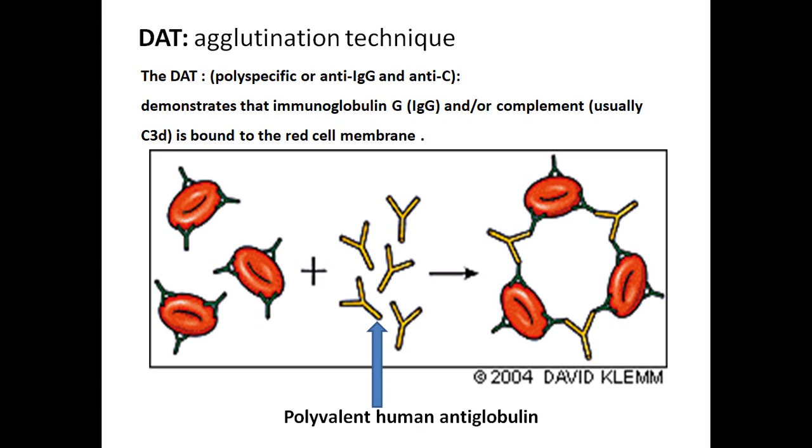In this figure we can see how to make the direct antiglobulin test. The first antiglobulin serum, polyvalent human antiglobulin, is added to washed red blood cells from the patient, and agglutination indicates the presence of immunoglobulin or complement bound to red blood cells.